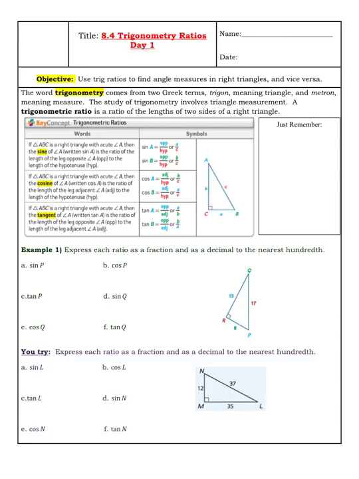Trigonometry is a Greek word coming from trigon, meaning triangle, and metron, meaning measure. So the study of trigonometry involves triangle measurement. A trigonometric ratio is a ratio of the lengths of two sides of a right triangle. Okay, great. What does that really mean?